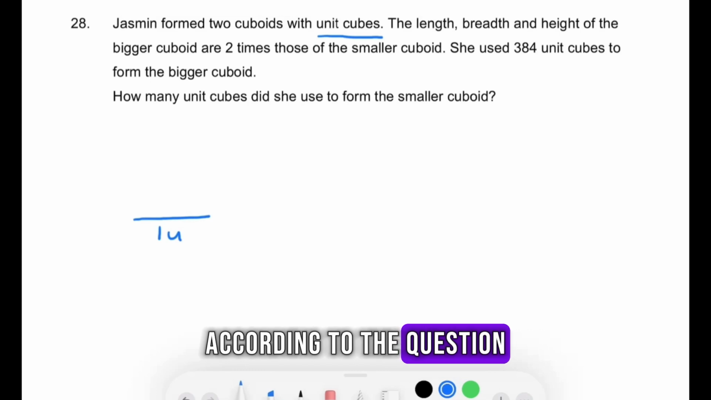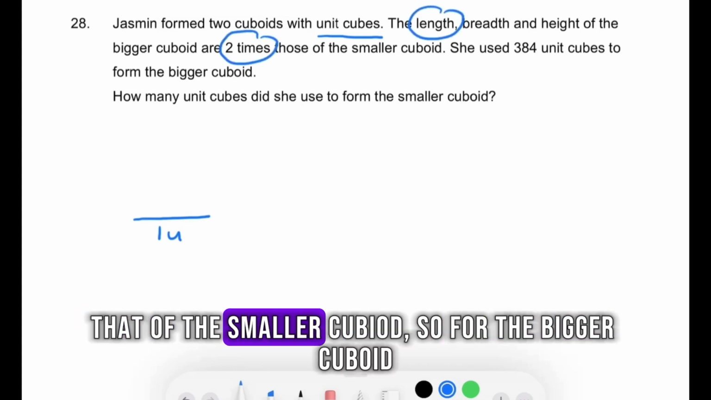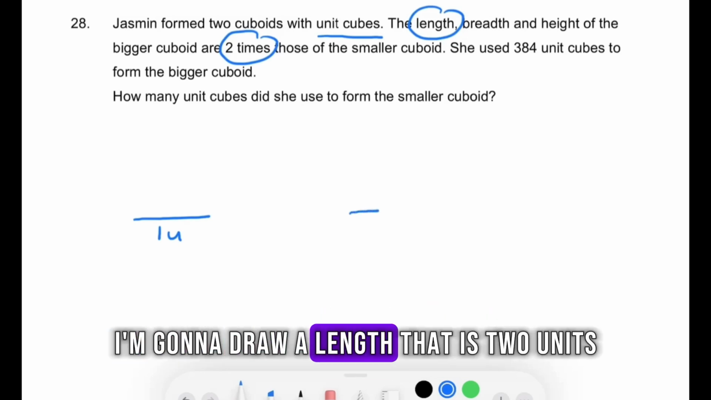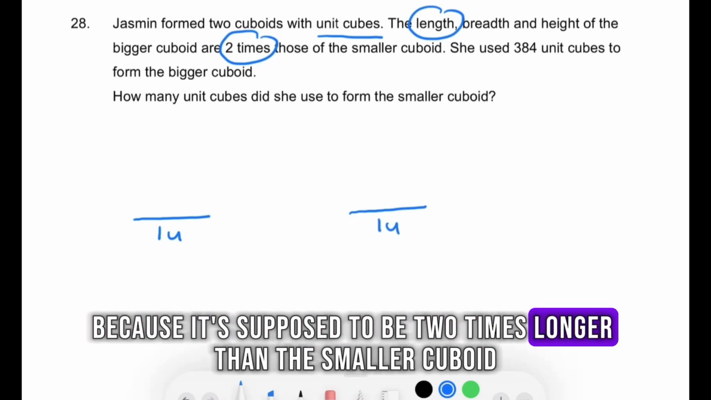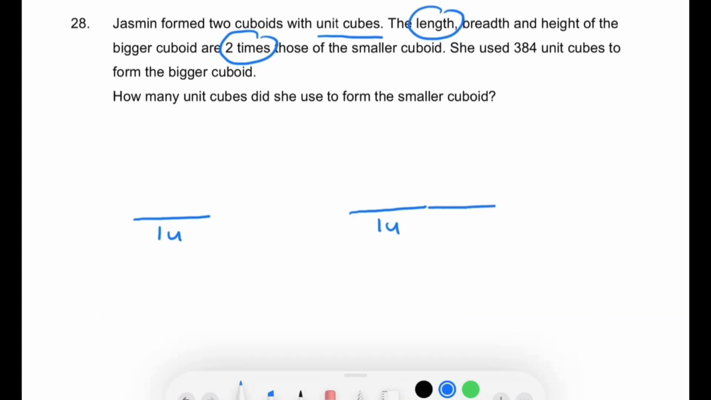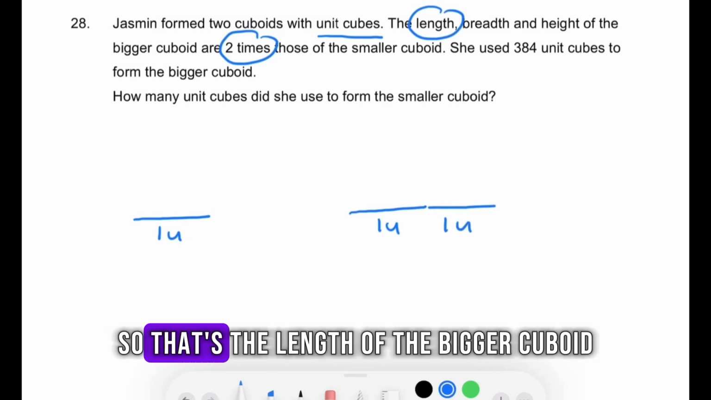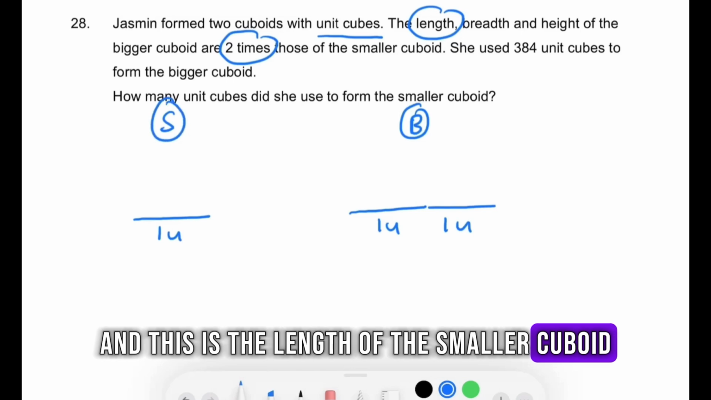According to the question, the length of the bigger cuboid should be 2 times that of the smaller cuboid. So for the bigger cuboid, I'm going to draw a length that is 2 units because it's supposed to be 2 times longer than the smaller cuboid. So we have 1 unit here and then we have another unit here. So that's the length of the bigger cuboid and this is the length of the smaller cuboid.